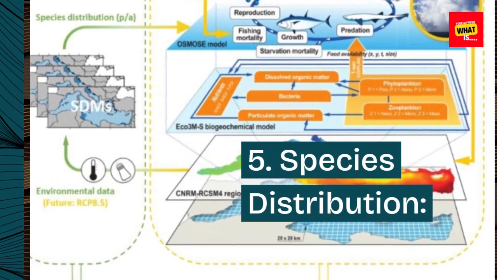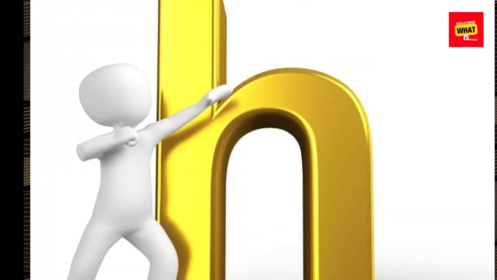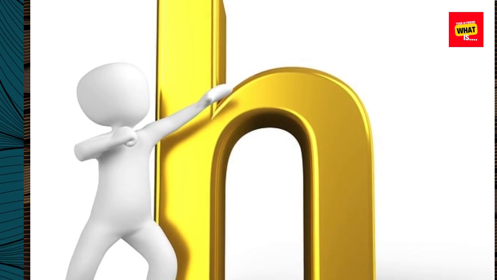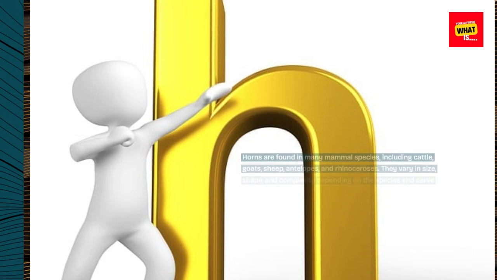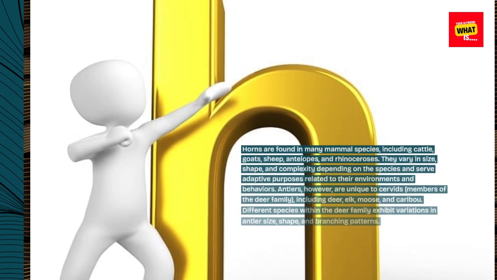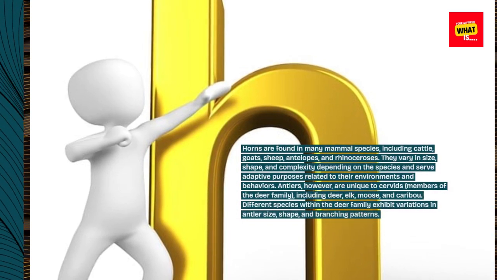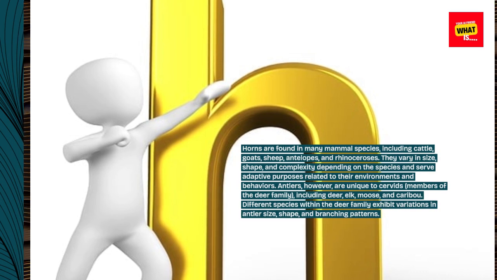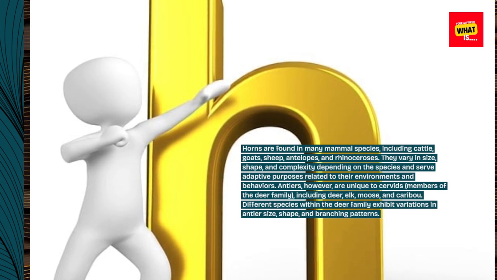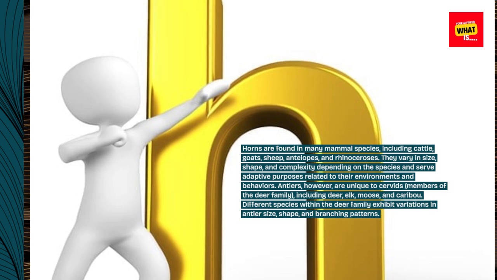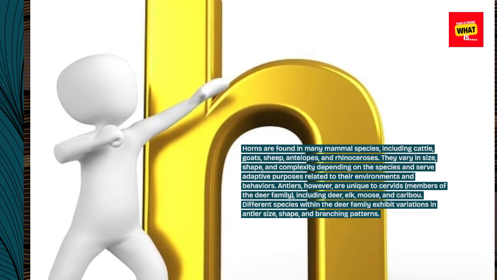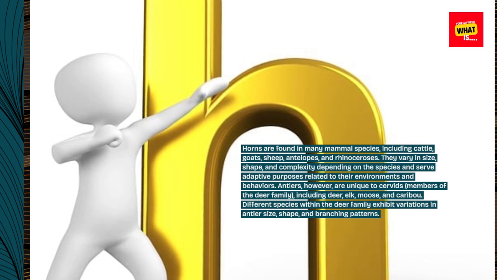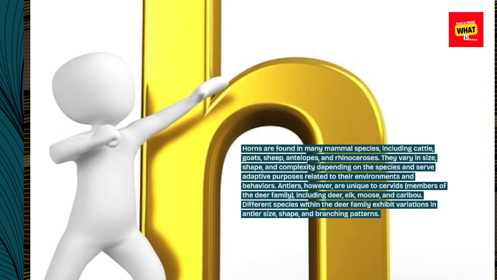5. Species distribution. Horns are found in many mammal species, including cattle, goats, sheep, antelopes, and rhinoceroses. They vary in size, shape, and complexity depending on the species and serve adaptive purposes related to their environments and behaviors. Antlers, however, are unique to cervids, members of the deer family, including deer, elk, moose, and caribou.